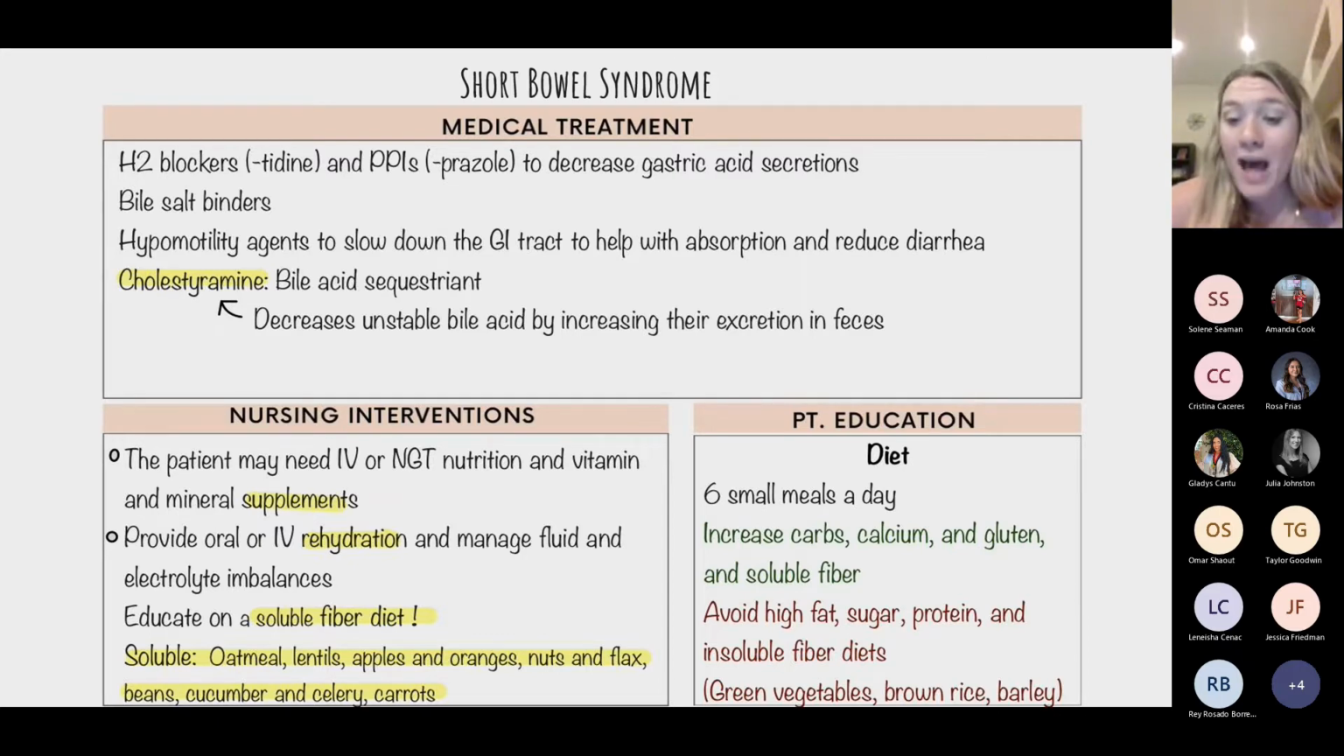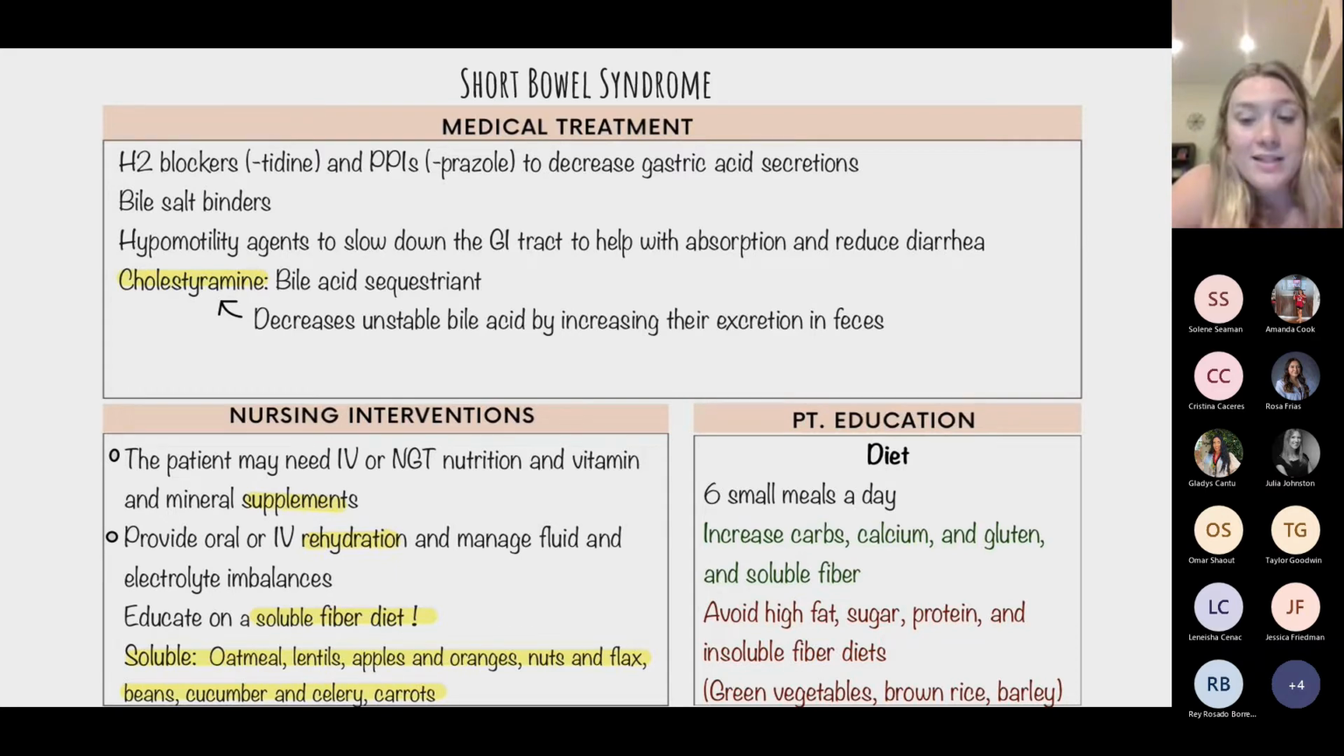Short bowel syndrome is a malabsorption issue. Insoluble fiber is really harsh on the digestive tract. That's why we need to give them a soluble fiber diet. What are some soluble fiber foods? Oatmeals, lentils, apples, oranges, nuts, flax, beans, cucumbers, celery, carrots, all great.